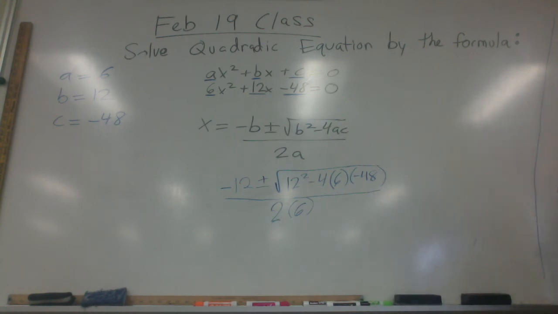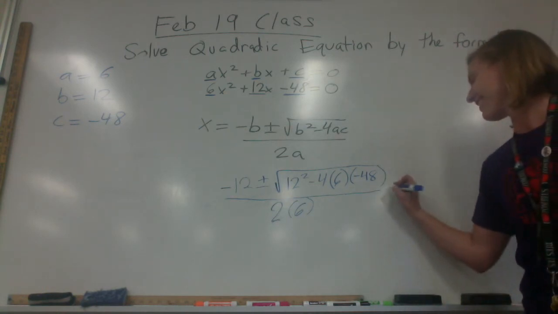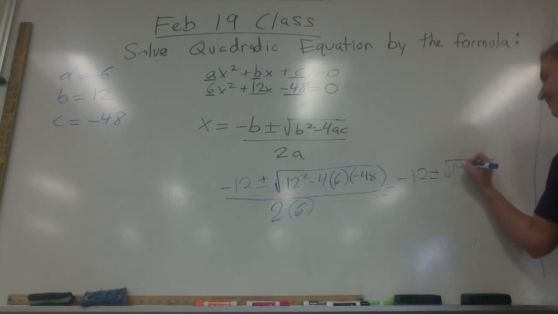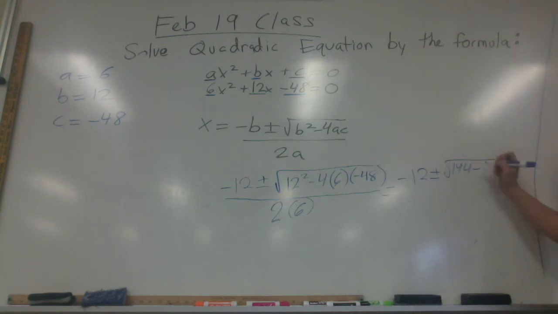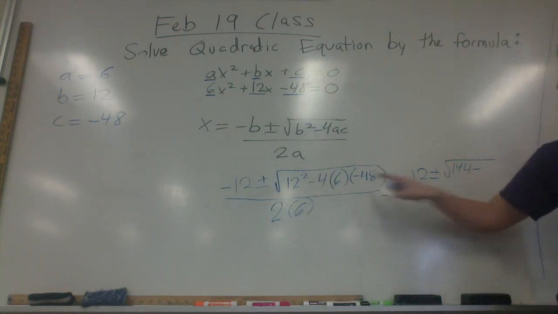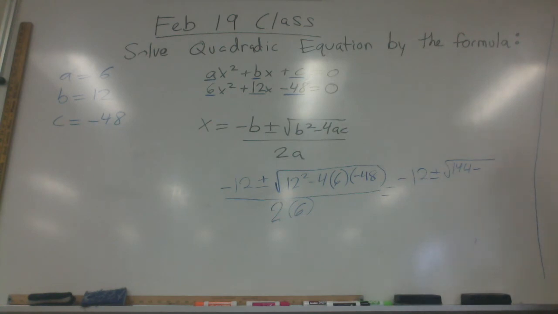So first thing I notice is I know what 12 squared is. What is that? 144. Someone with a calculator or a big brain: 4 times 6 times negative 48. 4 times 6 is 24. Negative 1,152. And since it's negative, it's going to cancel out that minus sign, so it's going to become positive.